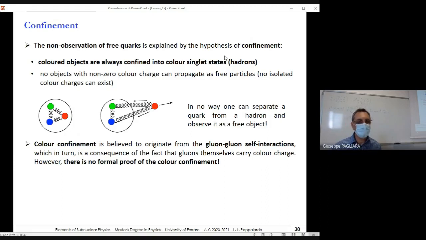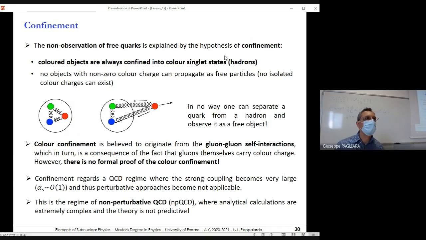So why believe? The point is that today, at present, there is no formal proof of this. There is no way to use QCD from first principles to prove confinement. And why? Because confinement is a feature of the strong interaction that occurs at low energy, or if you like, at large scales. As we will see tomorrow in the next lesson, this corresponds to values of the coupling constant alpha strong which are extremely large, of order 1. And if your coupling constant is of order 1, you cannot use perturbative techniques. You cannot make calculations, essentially.